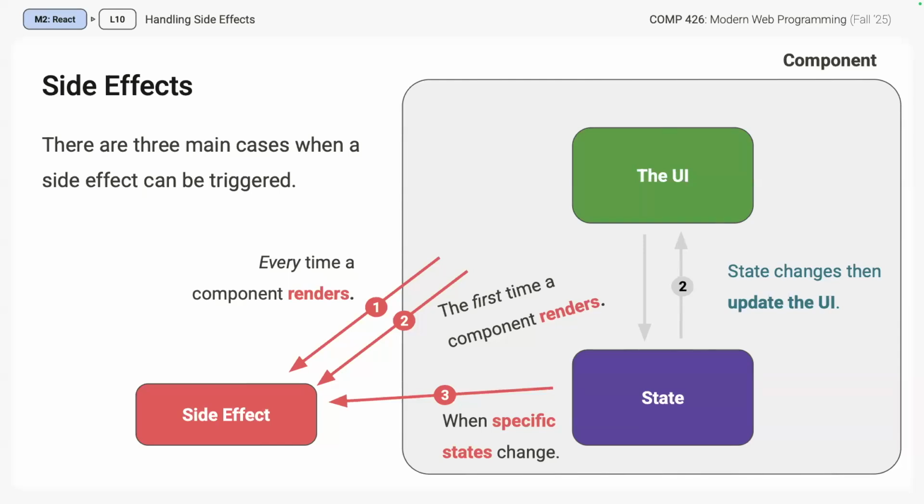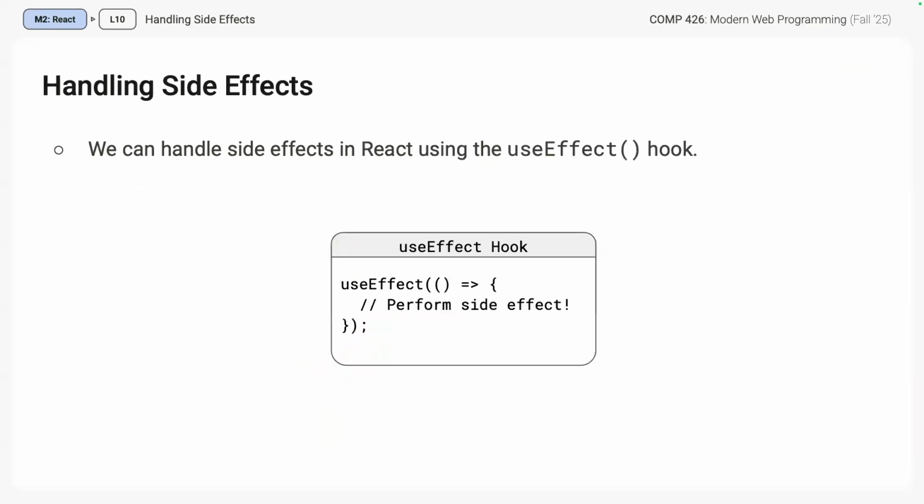So that's our third case, that we want to run some functionality when only a few states or one state in our component changes, but none of the other ones. And in React, there is a very nice tool that allows us to do this, which is known as the useEffect hook. It looks like this. You have a function called useEffect, and inside of useEffect, you pass in a void function, so a function that doesn't return anything.